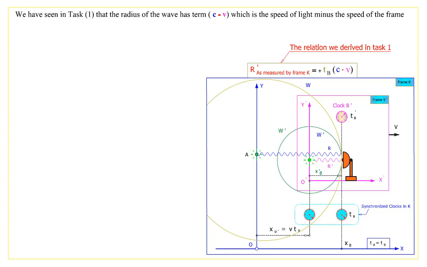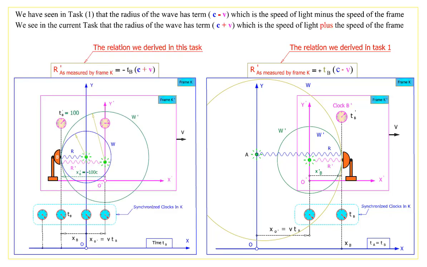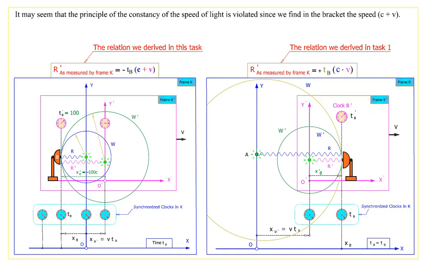We have seen in task 1 that the radius of the wave has the term c minus v, which is the speed of light minus the speed of the frame. We see in the current task that the radius of the wave has the term c plus v, which is the speed of light plus the speed of the frame. It may seem that the principle of the constancy of the speed of light is violated since we find in the bracket the speed c plus v.